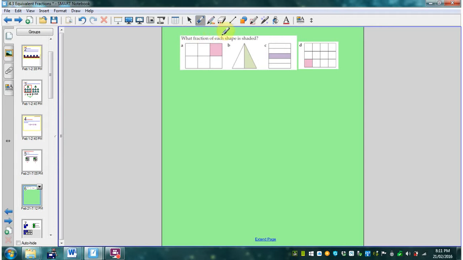So what fraction of each shape is shaded? Alright, so I'm going to quickly do these. So for A, what do we have? We have 1 shaded out of how many parts or pieces did we have? 1, 2, 3, 4, 5, 6. So A would be 1 over 6. That's the fraction of shaded pieces here. What about for B? We have 1 piece shaded out of 2 equal pieces. C, we have 1 shaded out of 1, 2, 3, 4, 5.